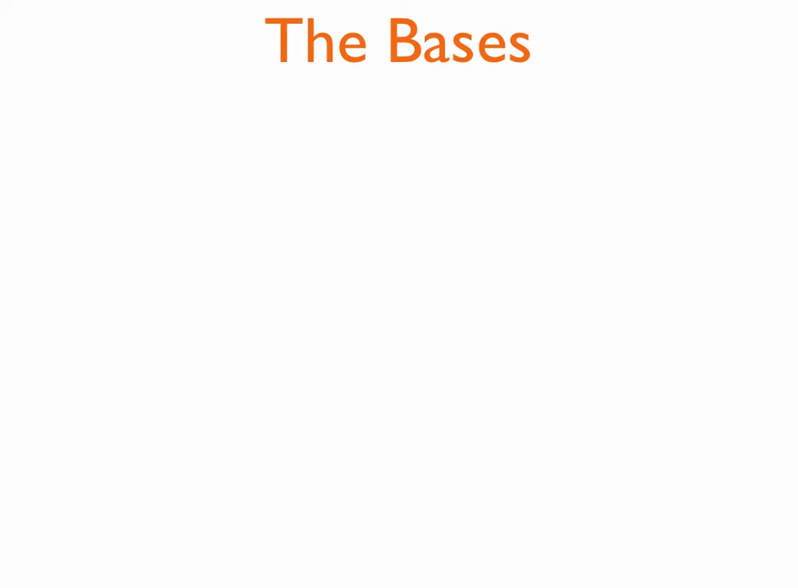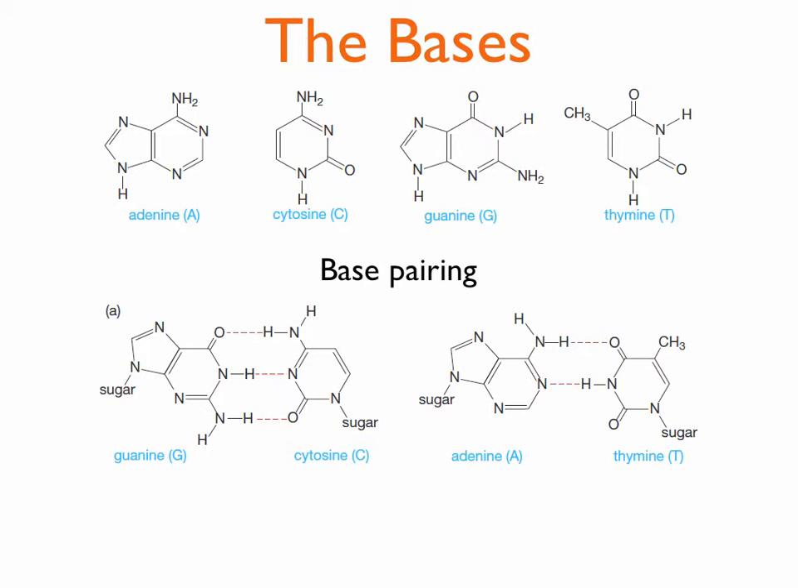Let's have a closer look now at the bases. Here they are: adenine, cytosine, guanine, and thymine. They all have some fairly similar characteristics. The most important thing for you to recognize in forensic chemistry is what we call base pairing. When we talk about base pairing, we're talking about the formation of hydrogen bonds between base pairs.